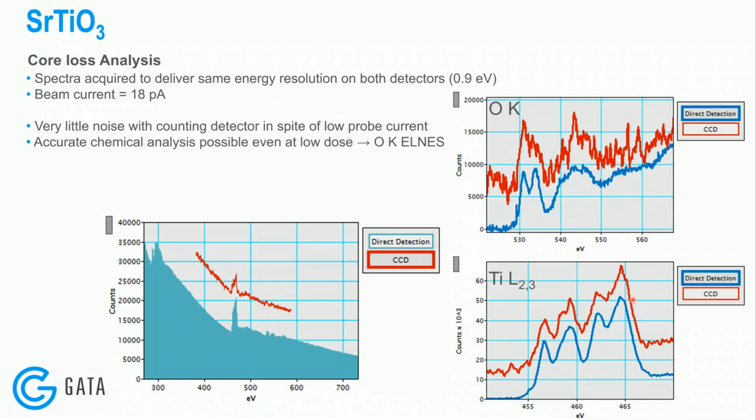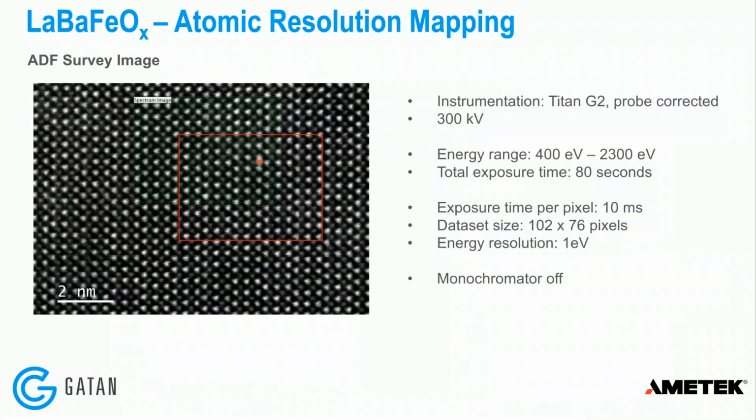If we look at the titanium first, we can see all four peaks in both spectra, but the difference is more striking if we look at the oxygen. If we make comparisons of the oxygen, there's fine structure that we see in the counting data. These two split pre-peaks on the oxygen K edge we don't see at all in the indirect detector data, the CCD data. So we can do accurate chemical analysis even at low dose with a counting detector, which is really powerful.